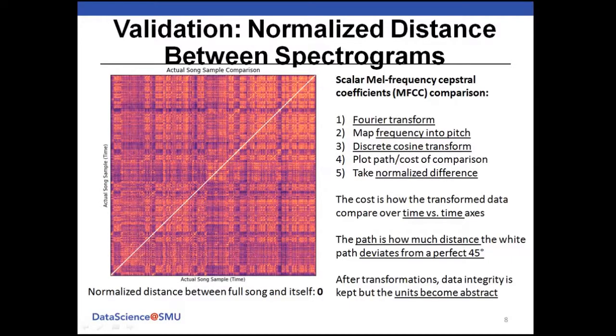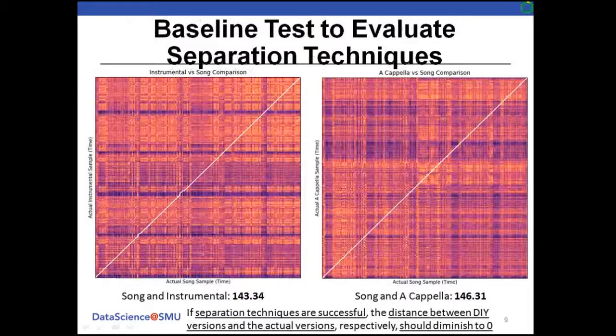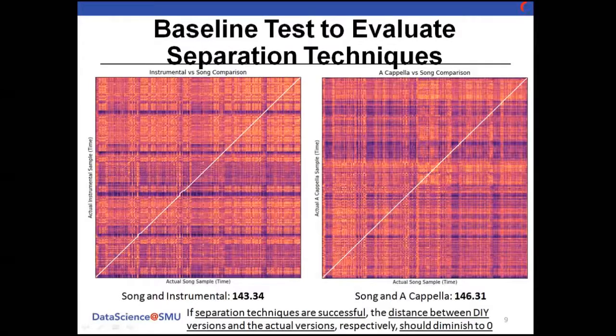So basically it's time over time, and then we plot the path of the comparison, and it's the normalized difference. So the cost is basically the transform data, and then the path is how much this path deviates from the 45-degree angle. And even though the data integrity is intact, the units become abstract for this difference. So the song itself compared is 0. And the baseline test is basically comparing instrumental to song and a cappella to song for the separation technique. So the song and instrumental distance is 143, and the song to a cappella distance is 146.